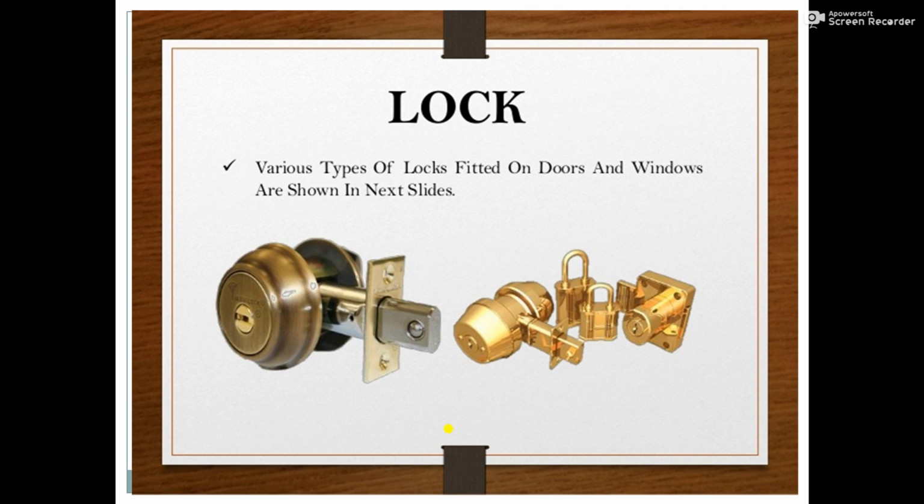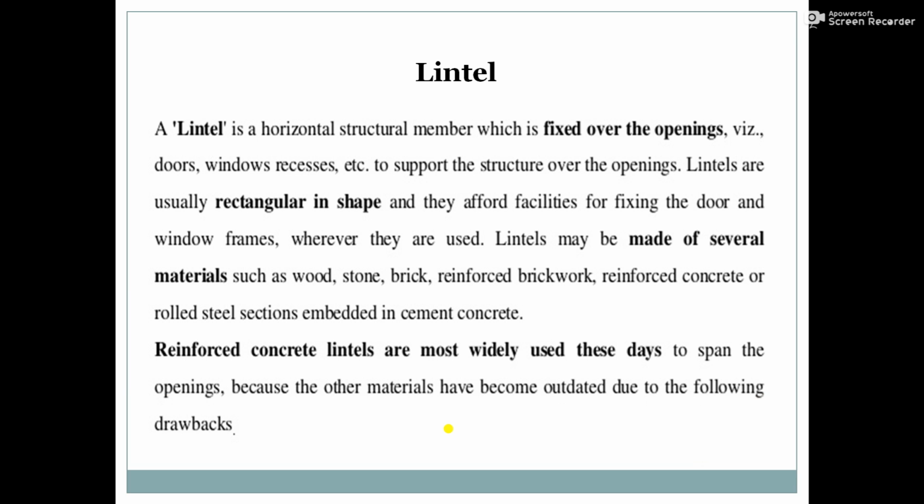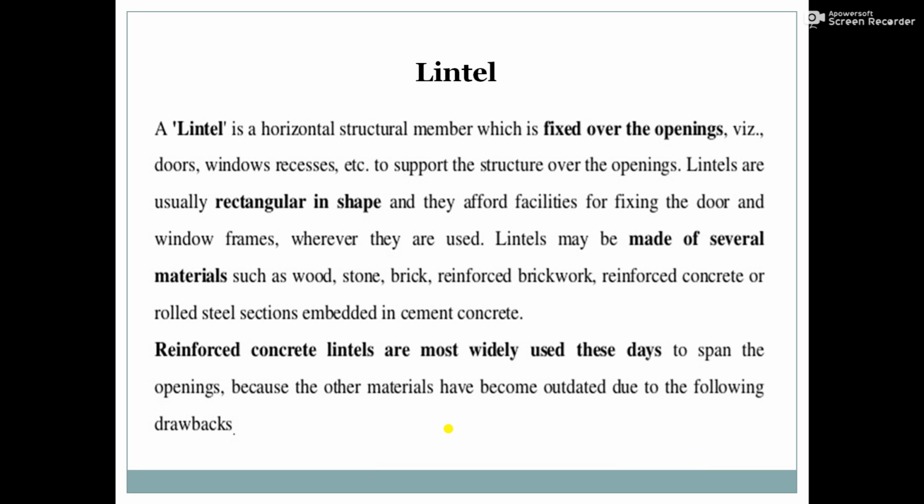Then the last fixture and fastening used in the structure: the various types of locks fitted on doors and windows are shown in the figure. So this is the mortise lock. These are the different types of locks, and the different types of fixtures and fastenings which are used in doors and windows.